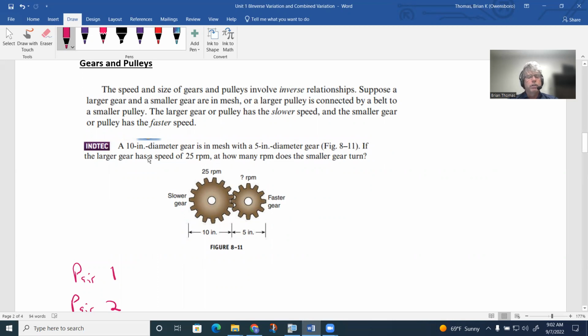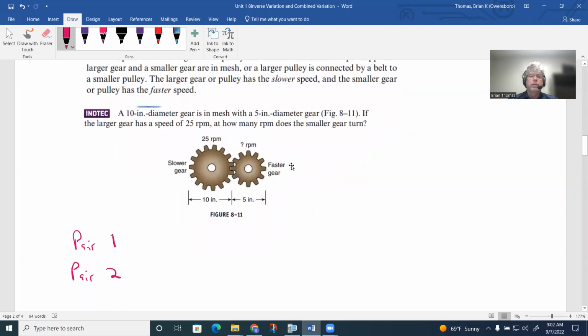So in industry, we have a 10-inch diameter gear in a mesh with a 5-inch diameter gear. If the larger gear has a speed of 25 RPMs, how many RPMs does the smaller gear turn? Again, we have to pick up on that gearing has an inverse relationship. So the big gear is 10 inches in diameter, and it's going at a speed of 25 RPMs.